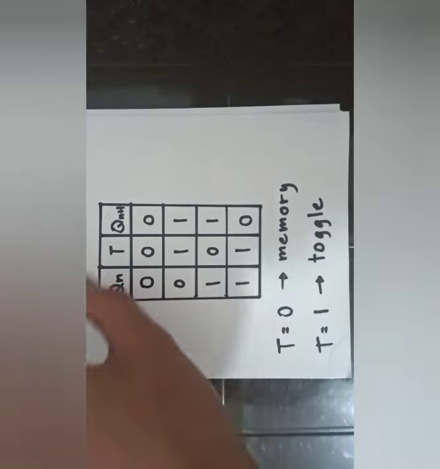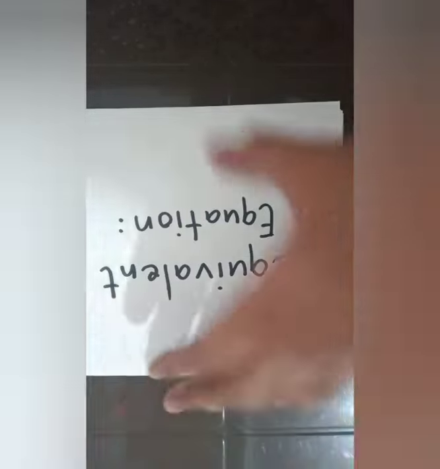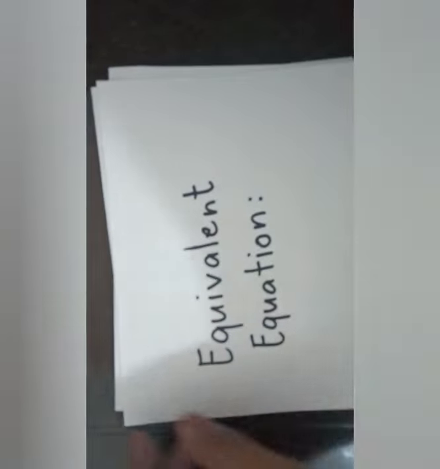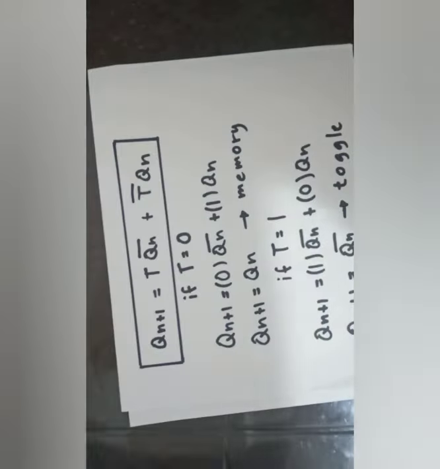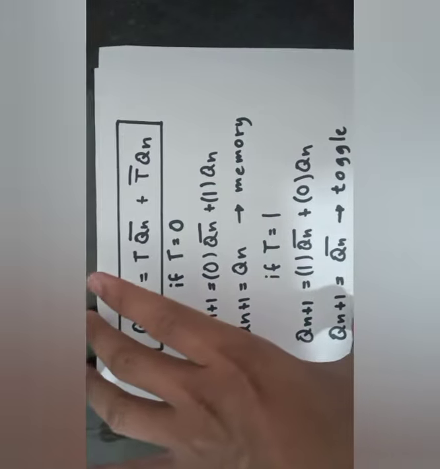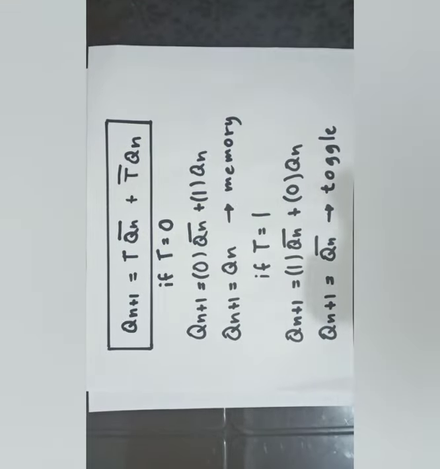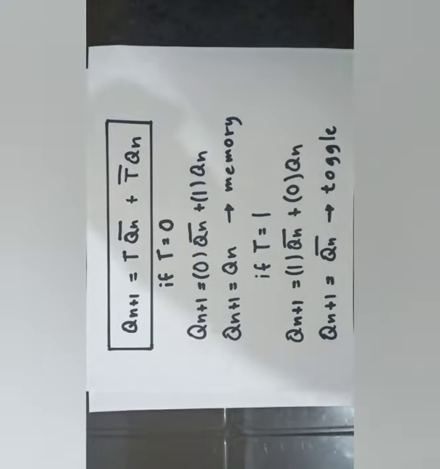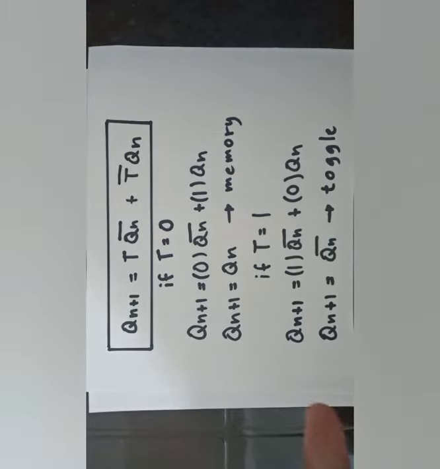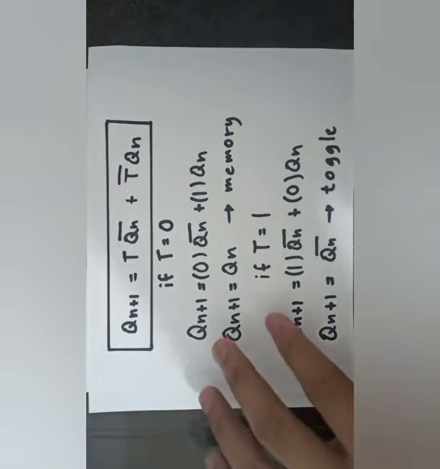Next is our equivalent equation. Here is our equation: Qn plus 1 is equal to T Qn bar plus T bar Qn. In this equation, we will look if it will agree with our characteristic table. So let's see.